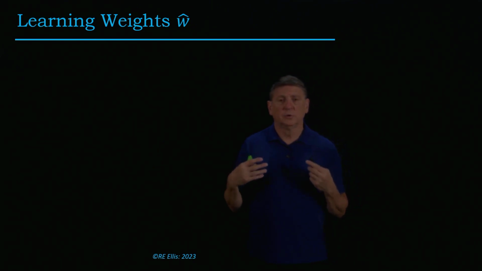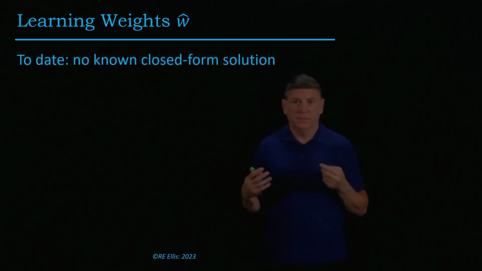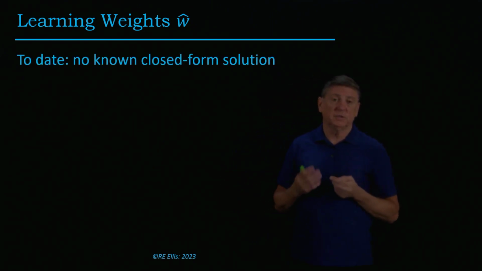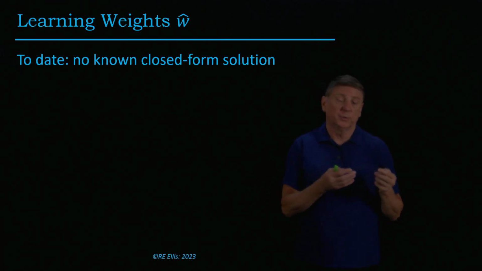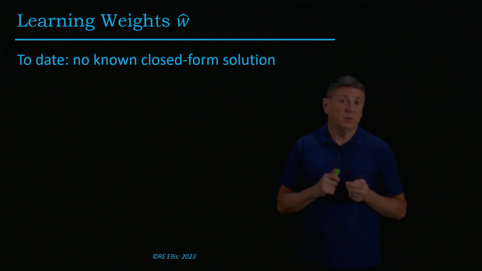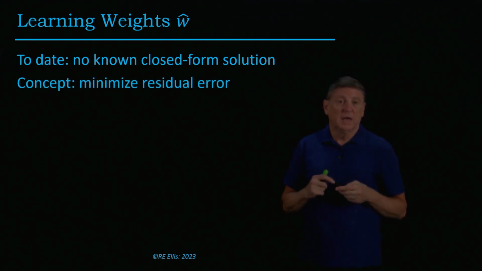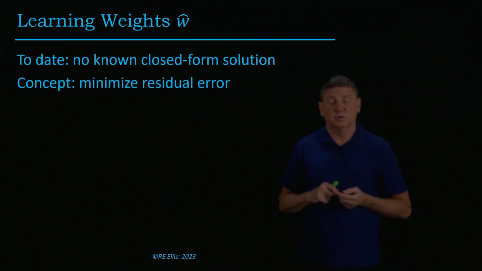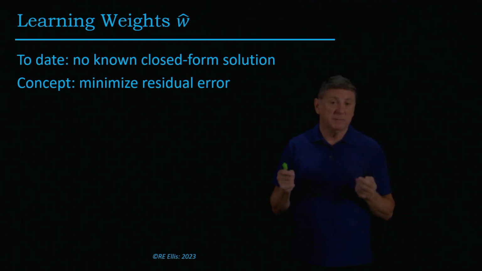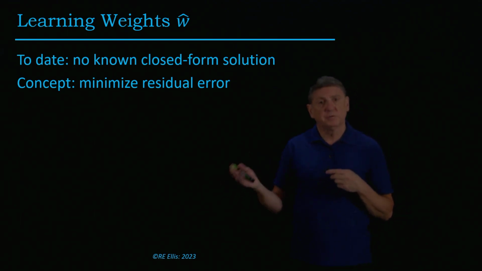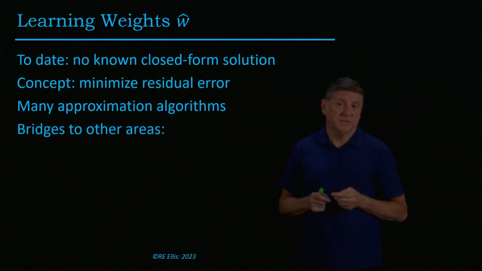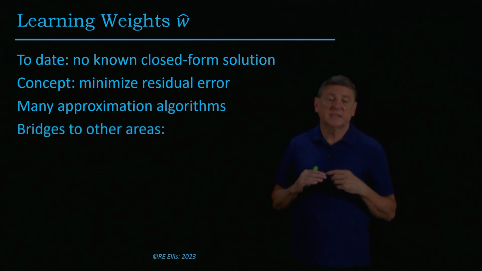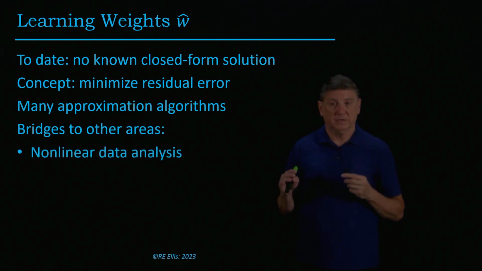So how can we learn the weights given data? Well, to date, using the logistic activation function for artificial neurons or doing logistic regression, I don't know of any closed form solution. And we do numerical approximations. So the idea is we'll minimize residual error, and we'll measure residual error in one of these two ways. There are a lot of approximation algorithms for these, and this gives us bridges to many other areas.